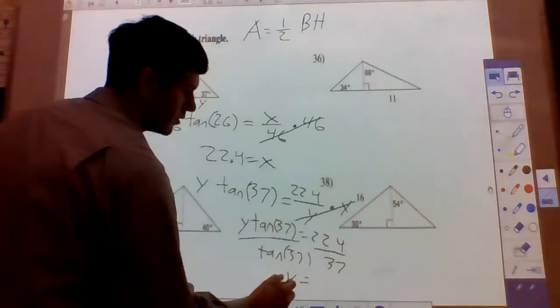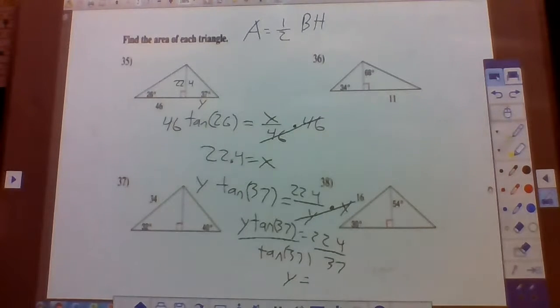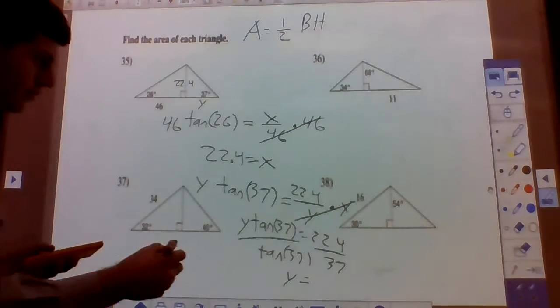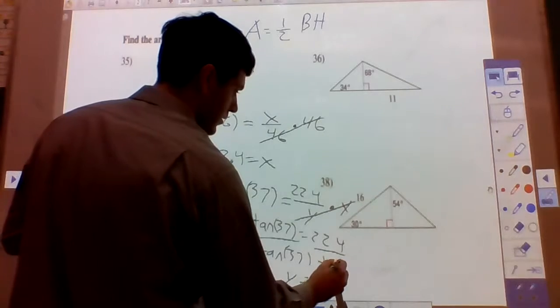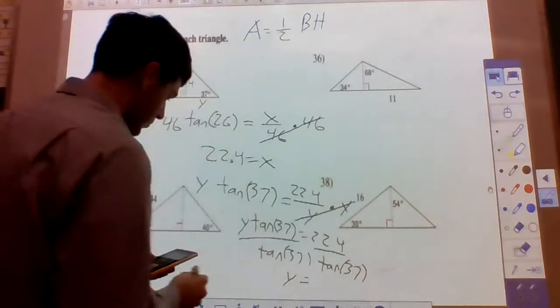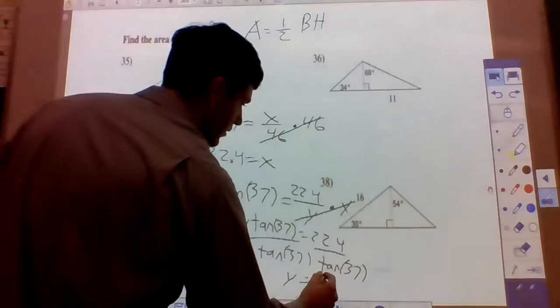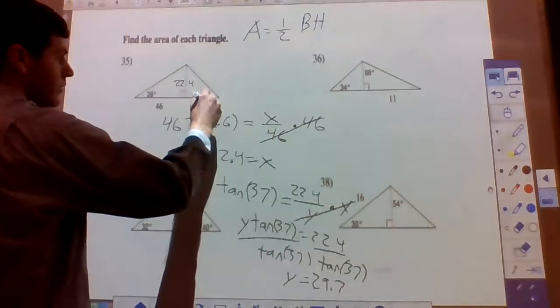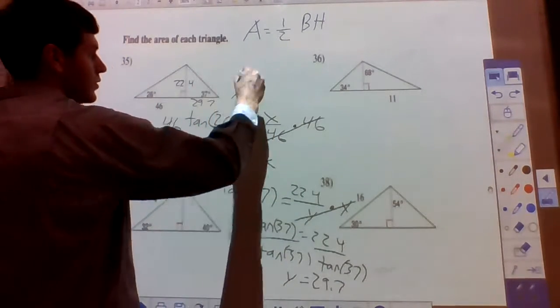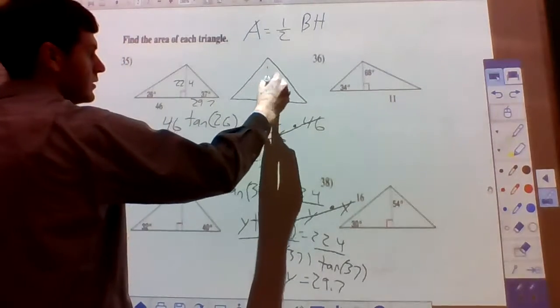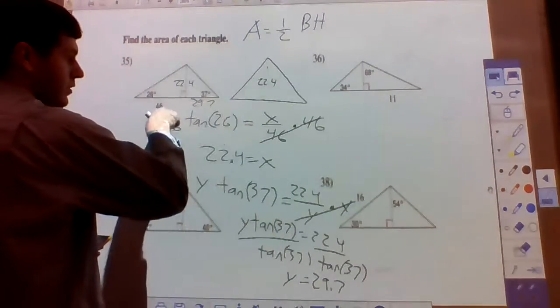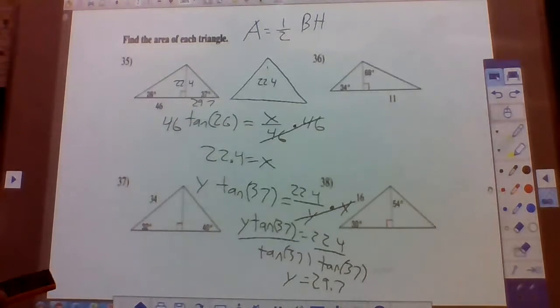Okay, so y is going to equal 22.4 divided by the tangent of 37. I'm sorry, the tangent of 37. 22.4 divided by the tangent of 37. We get 29.7. So y right here is 29.7. So if we again look at our triangle, the height is 22.4. The width is going to be 46 plus 29.7. So 75.7.